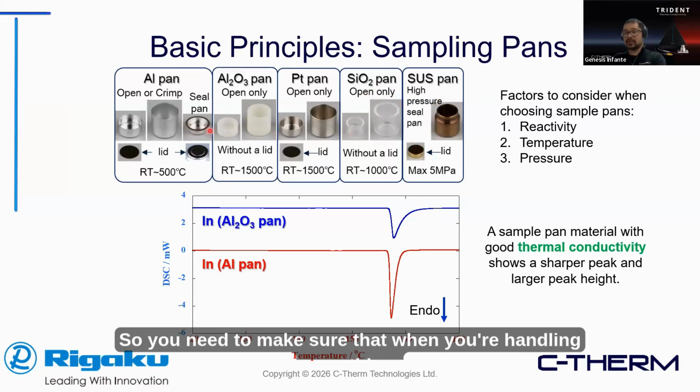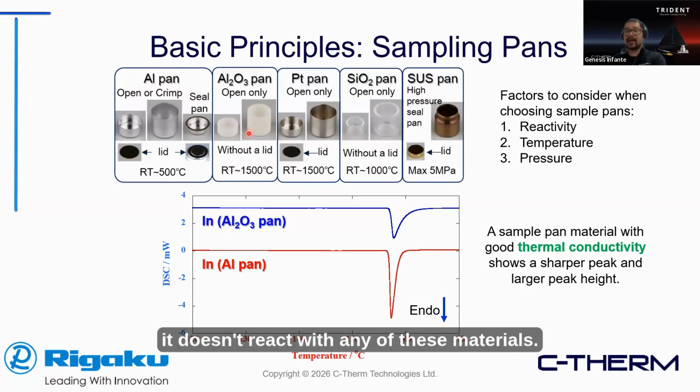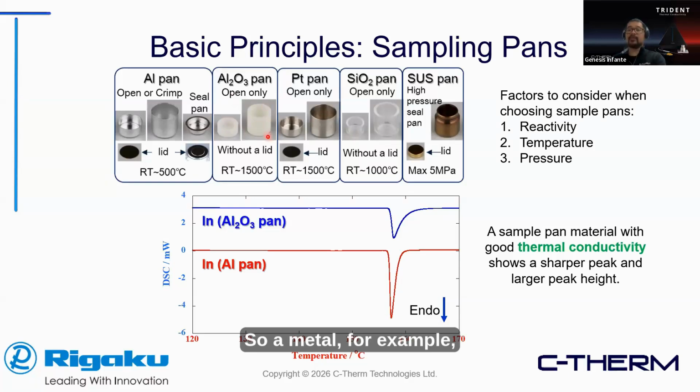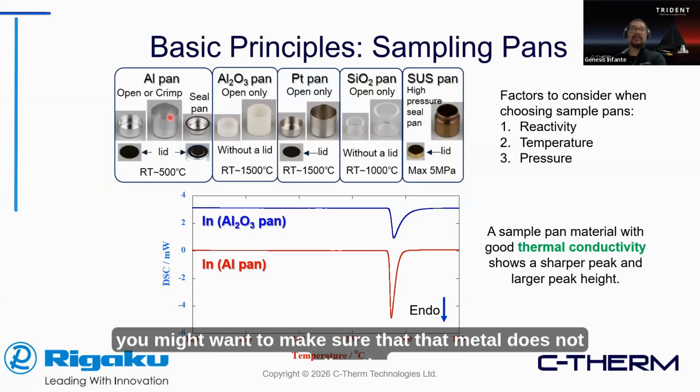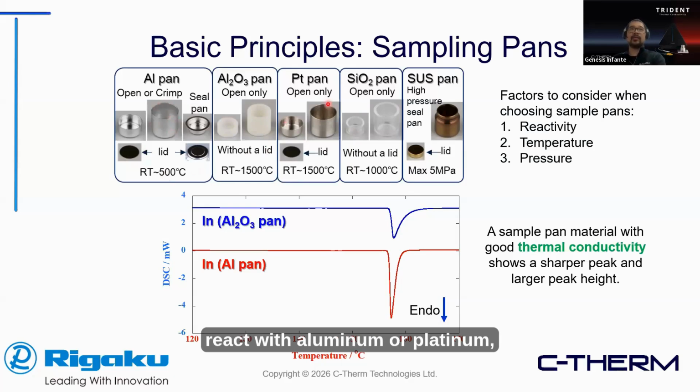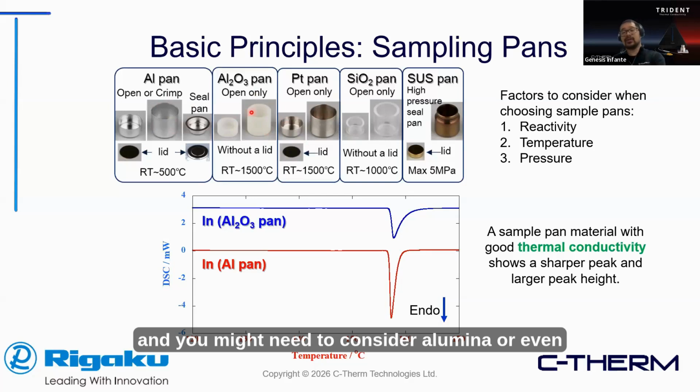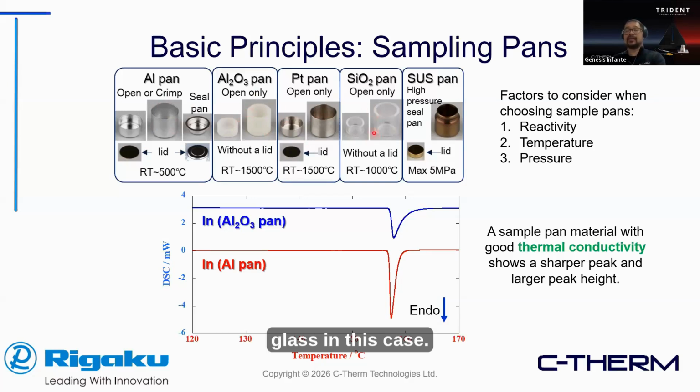So you need to make sure that when you're handling something, it doesn't react with any of these materials. So a metal, for example, you might want to make sure that that metal does not directly react with aluminum or platinum, and you might need to consider alumina or even glass in this case.